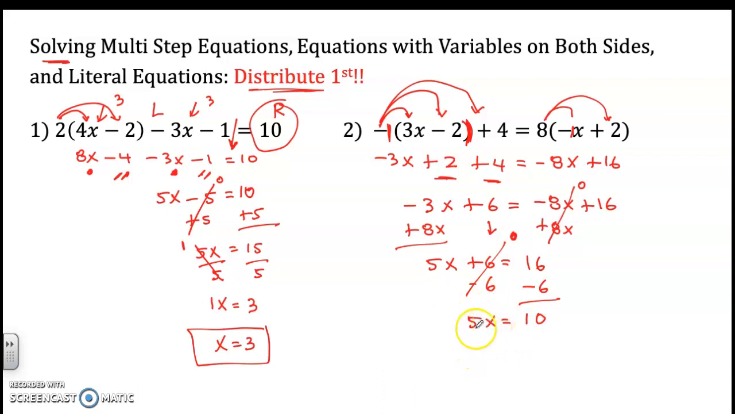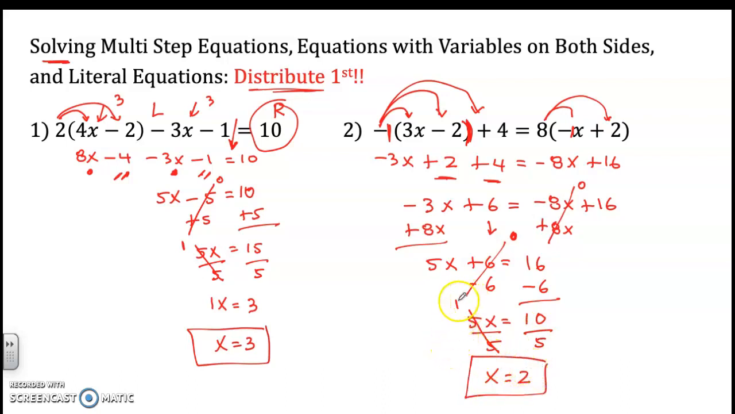Last, 5x means 5 times x. You divide it on both sides by 5. 5 divided by 5, you're dividing, gives you 1. Do I need to write the 1? No. 10 divided by 5, and that's your final answer.